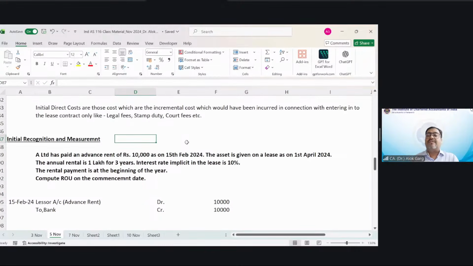What else did we cover? In the complex question, what else have we covered? We have covered how to evaluate the contract, whether it is a lease contract or a purchase contract, right? Then we covered leases in the books of the lessor, in the books of the manufacturer, dealer and lessor, right? Finance lease accounting we have covered in the books of the lessor. Okay. So friends, all these aspects we have covered in today's class.